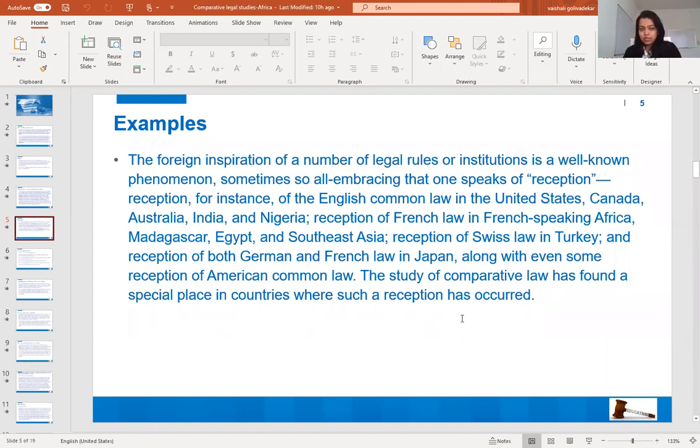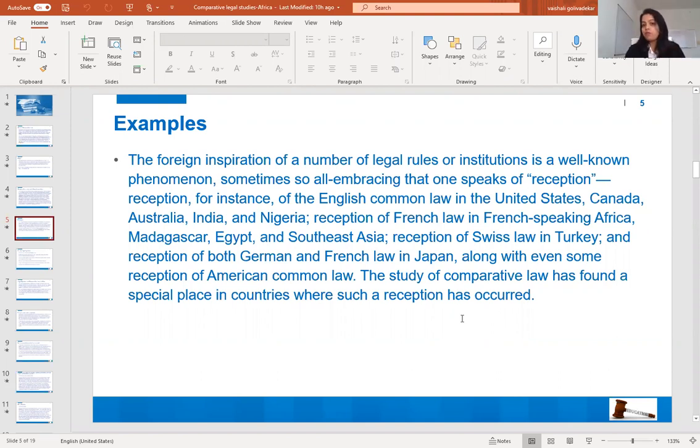So focus on the slide, I'm reading it. The foreign inspiration of a number of legal rules or institutions is a well-known phenomenon, sometimes so all-embracing that one speaks of reception. So reception of a law in your country. Reception, for instance, of the English common law in the United States. In the US, English common law is a base. So English common law in the United States, Canada, Australia, India, and Nigeria is still referred to or compared.